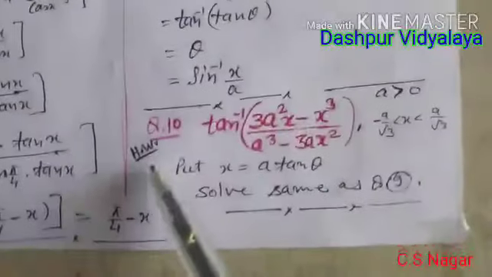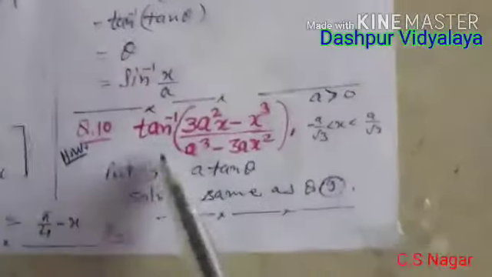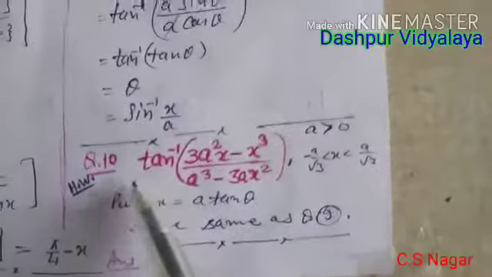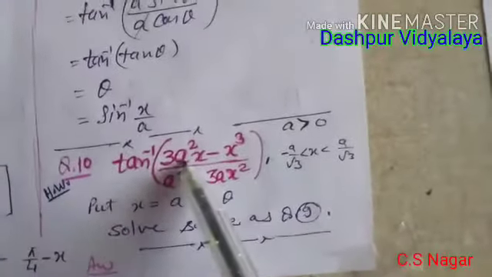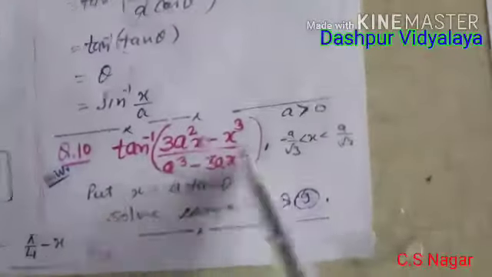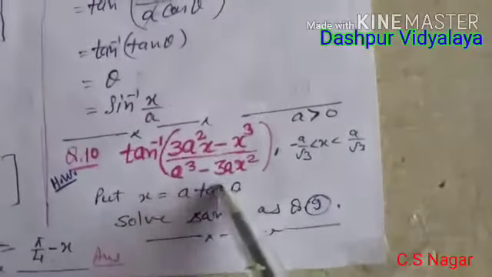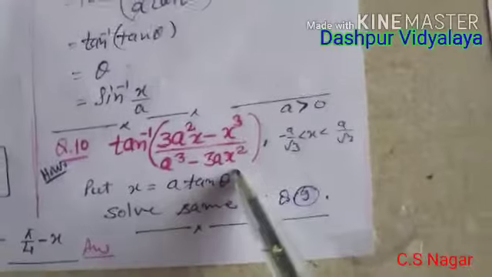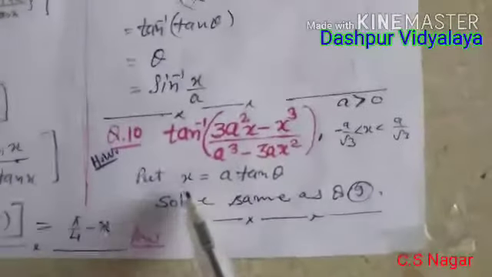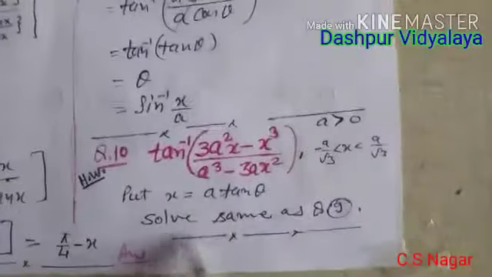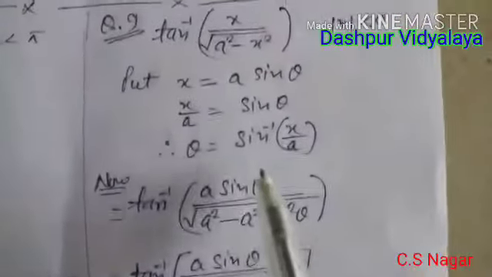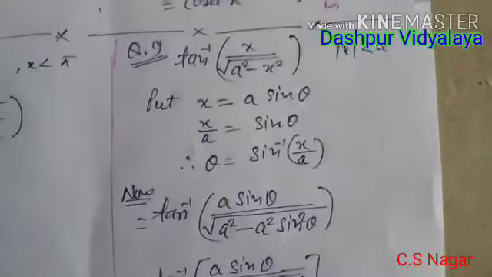Now question number 10, which is homework for you. In this question, once again we have to write the simplest form. So tan inverse 3a square x minus x cube whole upon a cube minus 3a x square. In this question, once again you put x equal to a tan theta and solve same as question number 9. So okay, thank you guys.